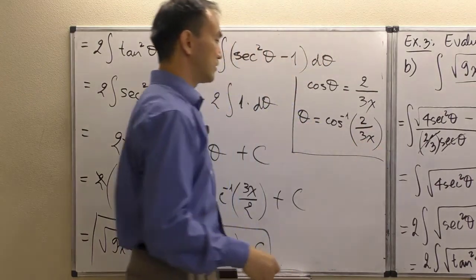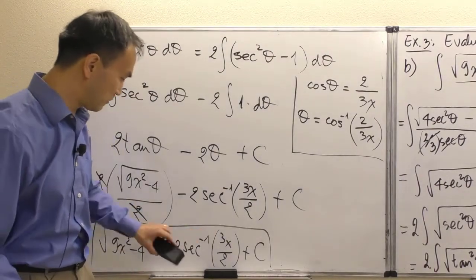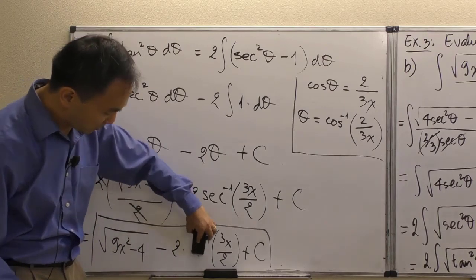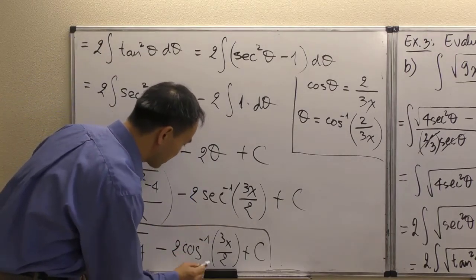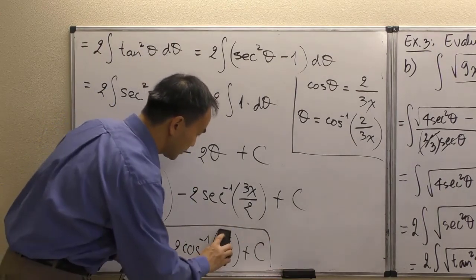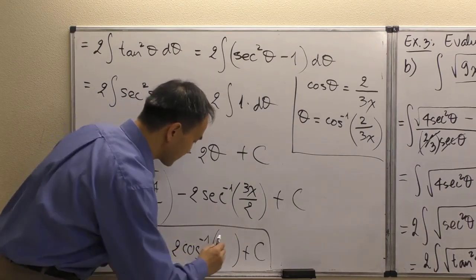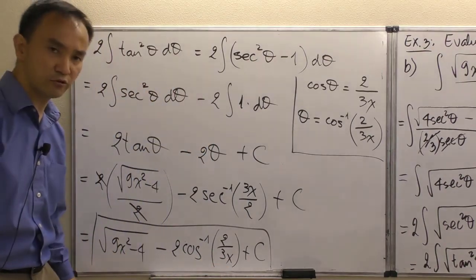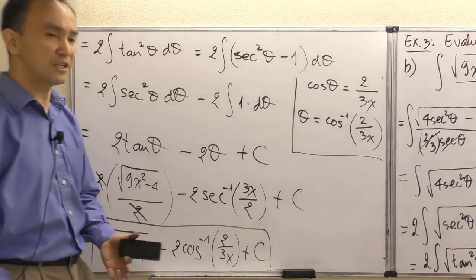And so with that simple thing right here, my own version is everything exactly the same except for a couple of places where I changed the secant inverse to cosine inverse. And instead of 3x over 2, it has to be 2 over 3x, and that's the alternative version that I was talking about. That's how we solve this part B of our example 3 right here.